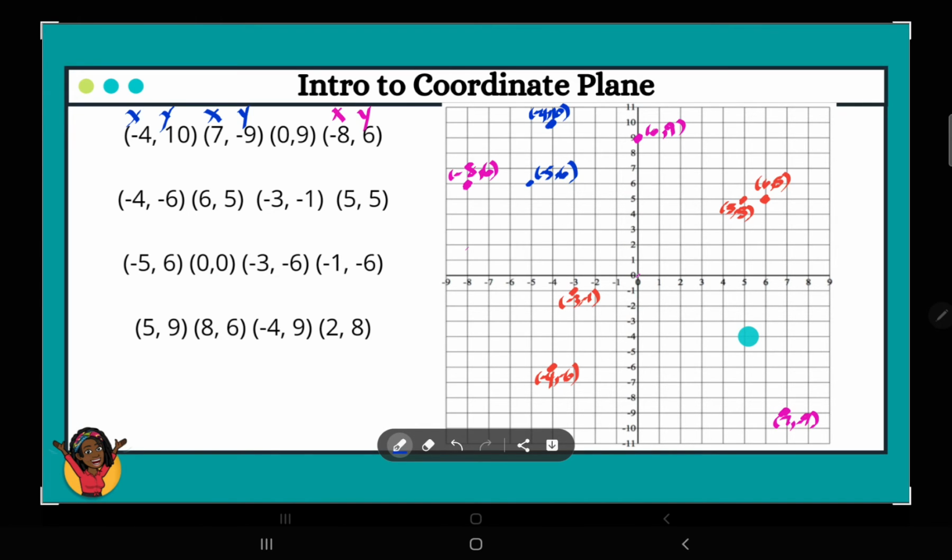Zero, zero is my origin, so that's right here in the center. Negative 3, negative 6: I'm going to go to the left 3, and then I'm going to go down 6, which is here. Okay. Now let's take a look at 5, 9. So I'm going to go to the right 5, and then I'm going to go up to the number 9.